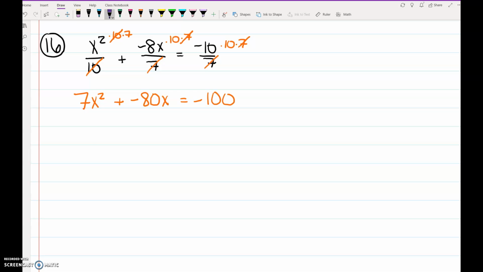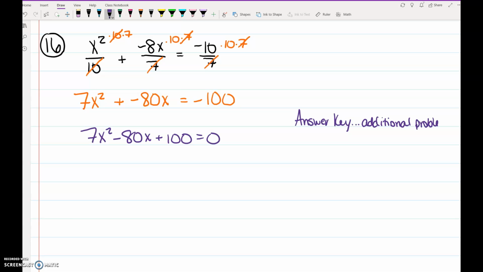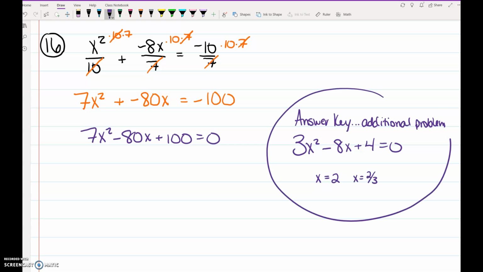Here's how you're supposed to do this problem. You are supposed to get 0 on one side and factor and solve. On the answer key for the test review, I gave you this additional problem. Make sure you know how to factor and solve 3x squared minus 8x plus 4. You should end up with the answers x equals 2 and x equals 2/3. I have that problem completely solved out on the answer key.